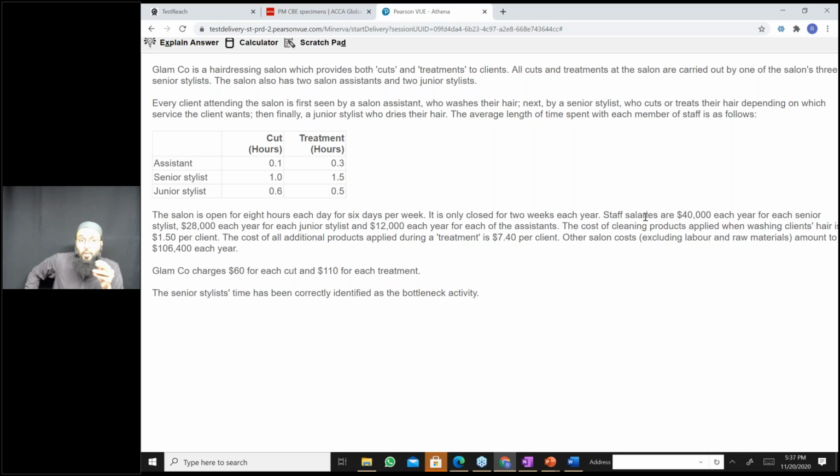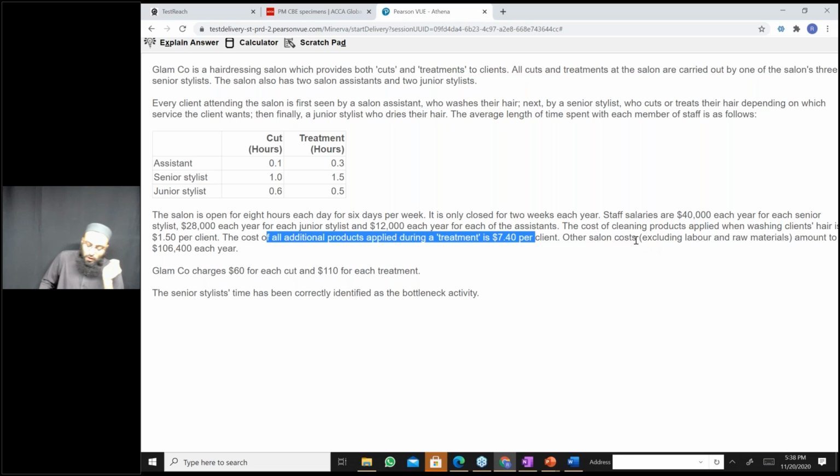Okay, now up till now, did you find any material cost here? It's a salon. So for a salon, what will be the material cost? Let's have a look. The cost of cleaning products applied when washing hair is 1.5 per client. Now this is the material cost. Cleaning, shampoo, soap. This is the cleaning cost or material cost. The cost of all additional products applied during treatment is 7.4. So these are other products that are being applied here.